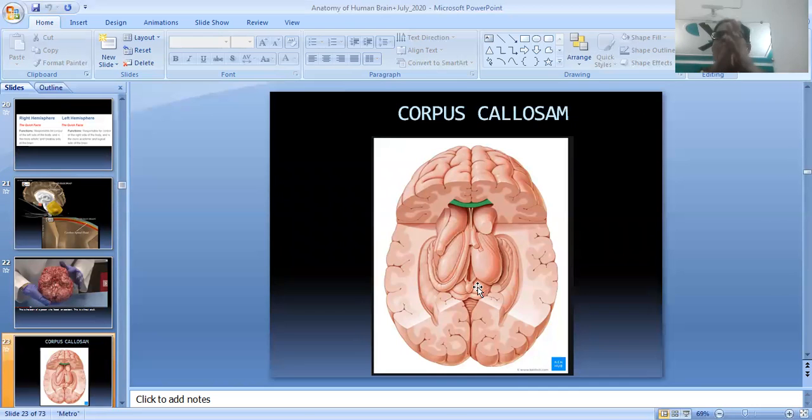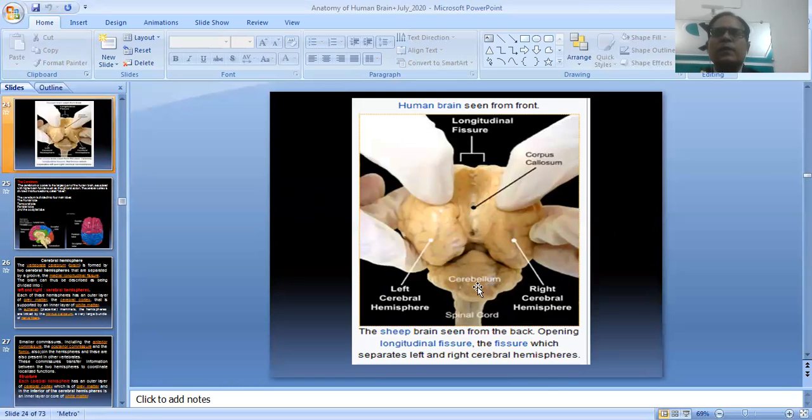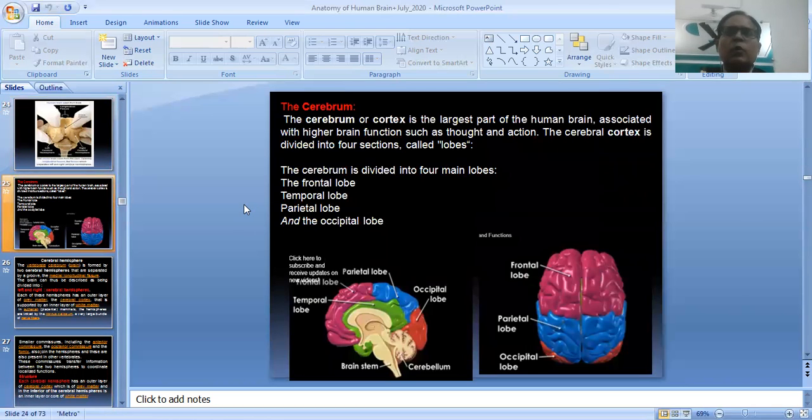Corpus callosum is a part, a bundle of nerves. Corpus callosum is the bundle of nerves that binds together the left hemisphere to the right hemisphere, right? See here, as I told you, right cerebral hemisphere and left cerebral hemisphere both are attached with the corpus callosum. Longitudinal feature you could see that. So corpus callosum, what is here? What do you mean by?